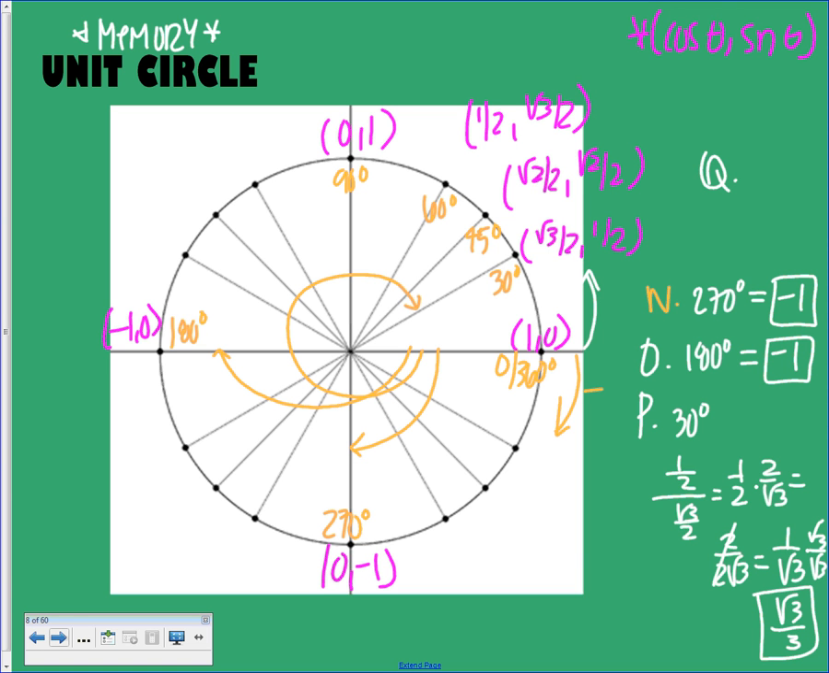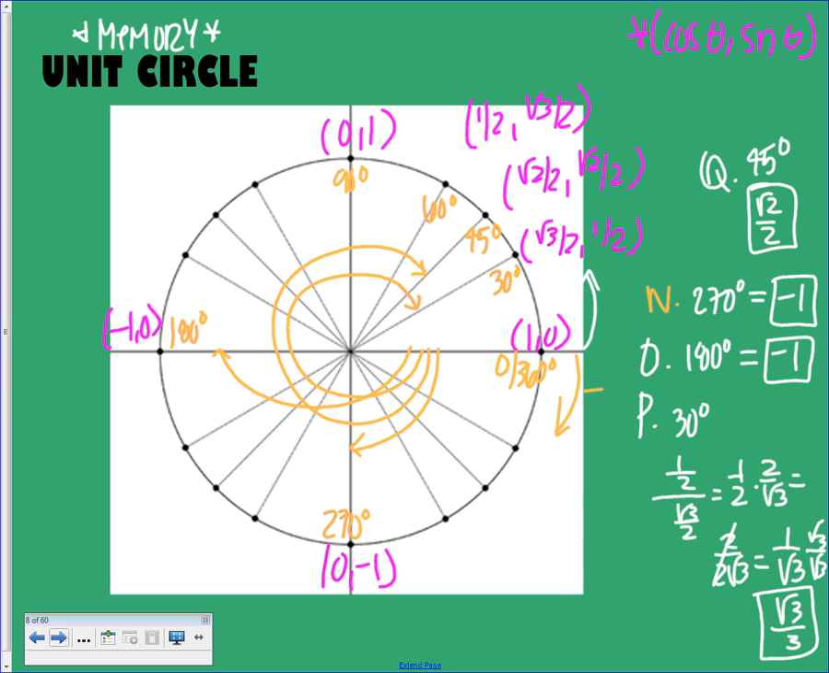Okay, and then Q says the cosine of negative 315. So this time I need to go backwards. 315 means I'm going to stop here at the positive 45 degrees. Okay, and then it asks me for the cosine. Cosine is the x-coordinate, and that is the square root of 2 over 2.